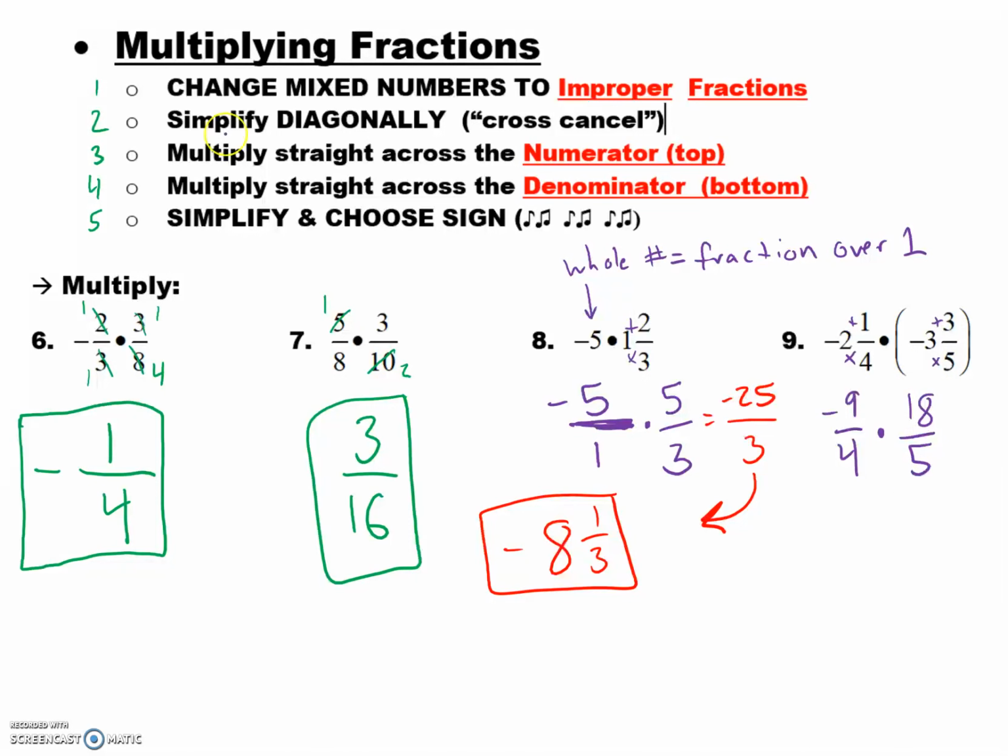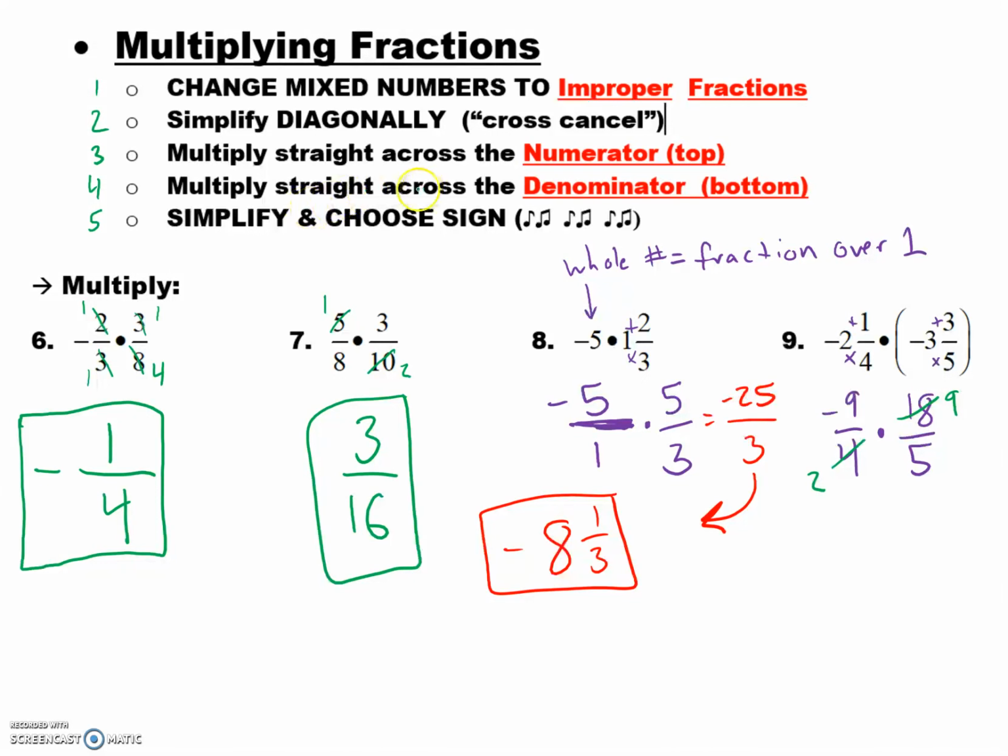So now we want to simplify diagonally. Is there anything we can do to simplify these? Well, let's see. 9 and 5, nope, no common factors there. 4 and 18, they're both even, so a common factor of 2. So 2 goes into 4 2 times, 2 goes into 18 9 times.